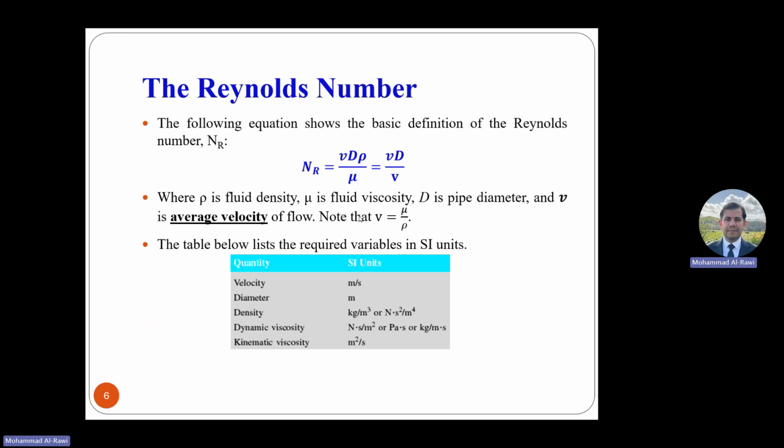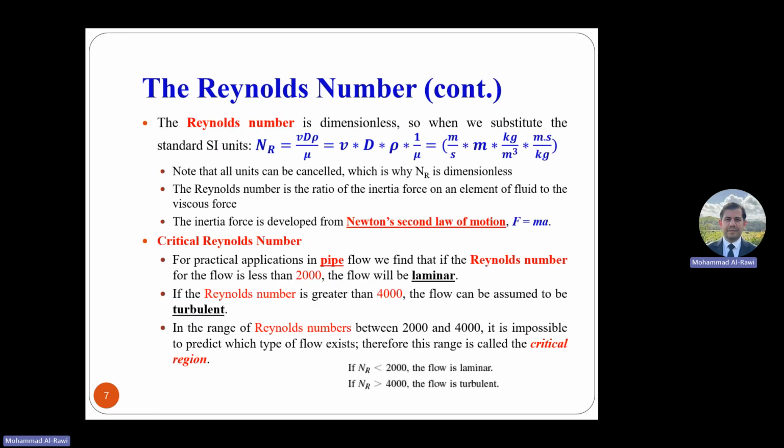It's used with SI system units. So you have the velocity in meters per second, diameter in meters, density in kg per cubic meter, and then the dynamic viscosity in Pascal seconds or kg per meter second. When you put these together, you find that all the dimensions cancel, and therefore this is a dimensionless number. This is the proof of how we cancel the units. You can go through them step by step. Note that all units cancel, which is why it's called dimensionless.